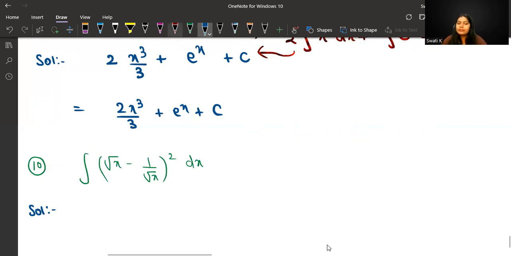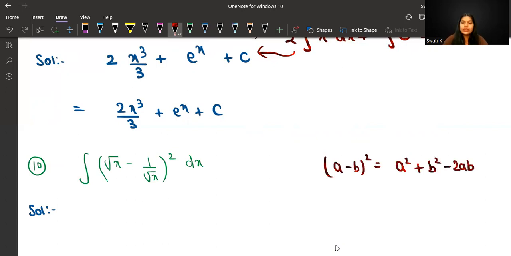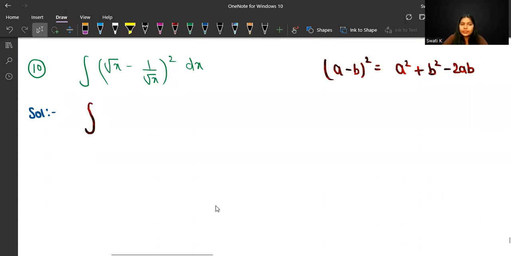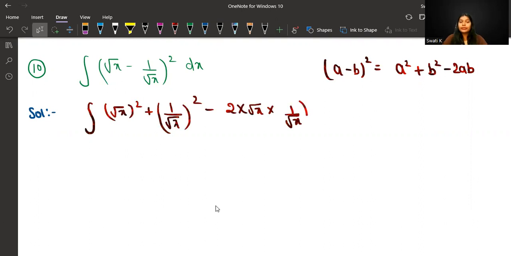The best advice that I can give you is to first simplify this. You know how to simplify this because you know the formula of a minus b whole square, which is a square plus b square minus 2ab. So using this formula, clearly we can simplify this. I'm writing integration as it is. This will become a square, that means root x whole square, plus b square, that means 1 upon root x whole square, and then minus 2ab, so 2 into root x into 1 upon root x, and then dx.